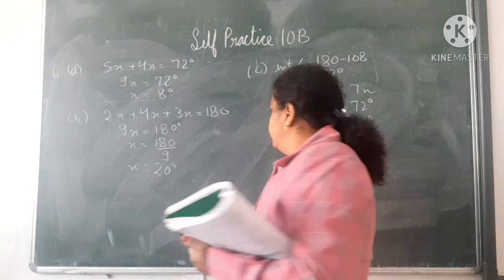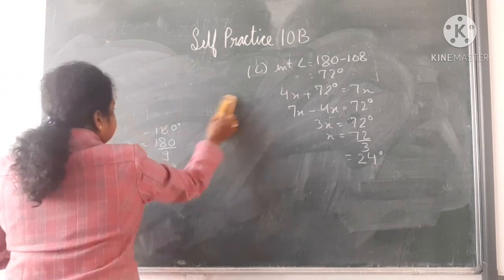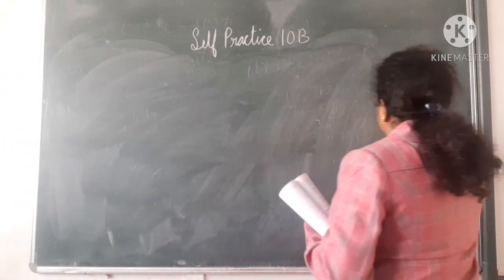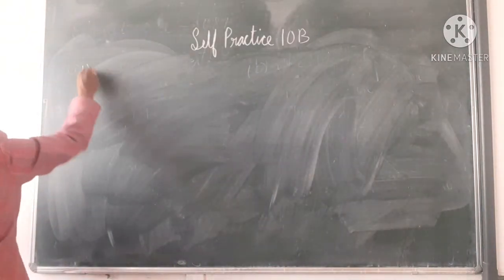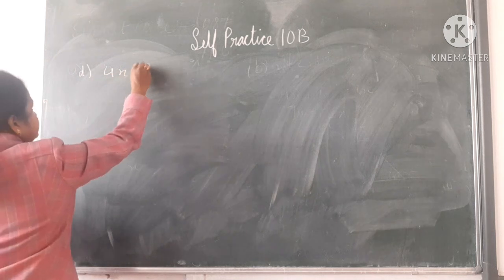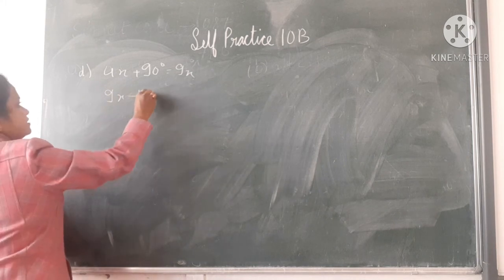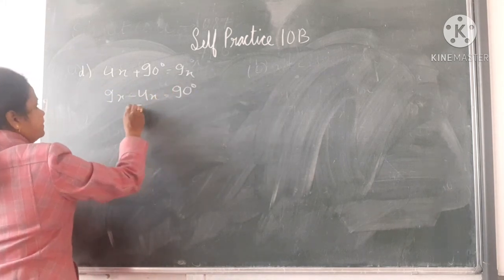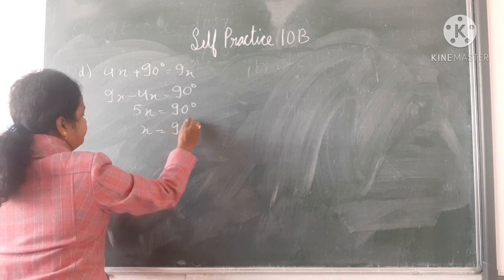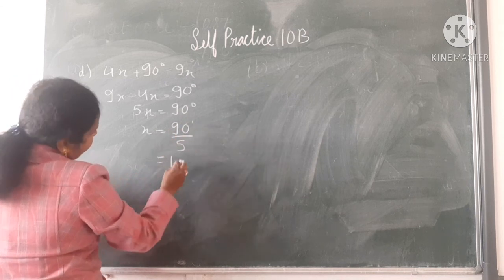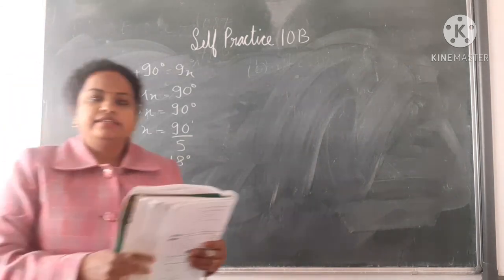Now see the D part of it. 4x plus 90 degree is equal to 9x. So 9x minus 4x is equal to 90 degree. 5x is equal to 90 and x is equal to 90 by 5. What is the value of x here? 18 degree. 18 degree.